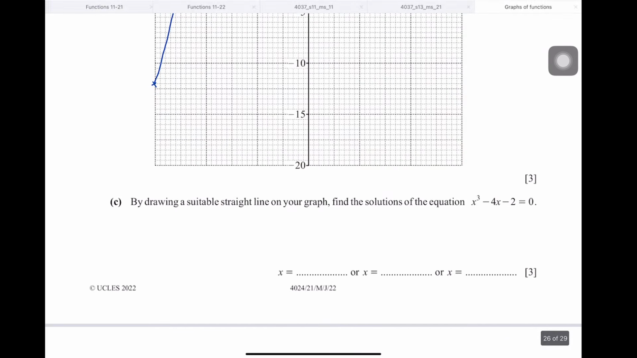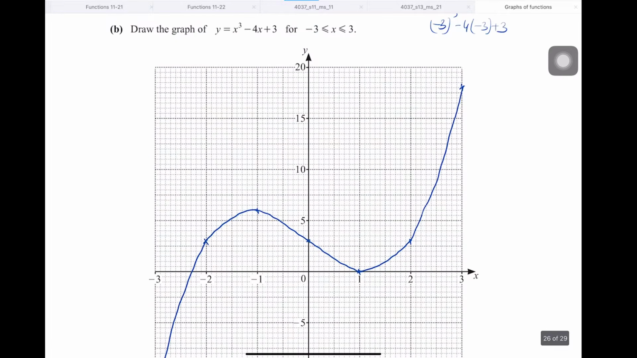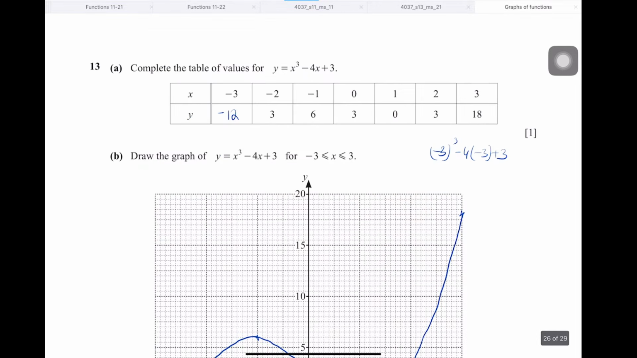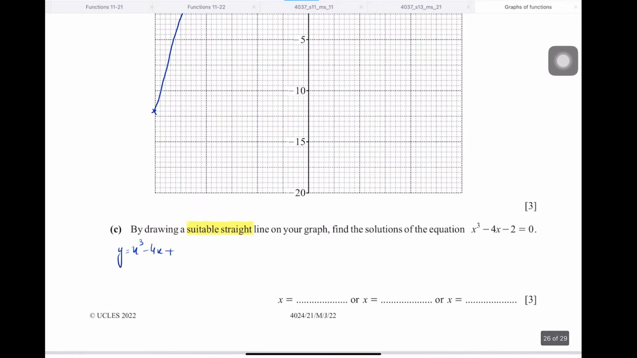Okay, where you have to draw a suitable straight line, and using your suitable straight line, you then have to find the solution to so and so. Okay. So I hope everyone remembers the steps that we follow. So कोई बता सकता है what's the first thing that we do? I'll write down the equation of the curve, which is y equals to x cube minus 4x plus 3. Okay. So can anyone help me out over here? What do I need to do?